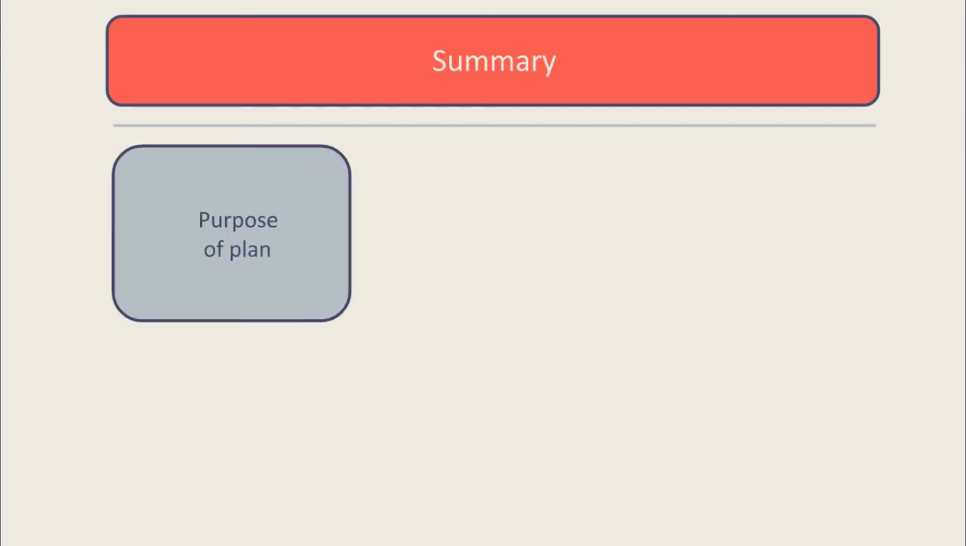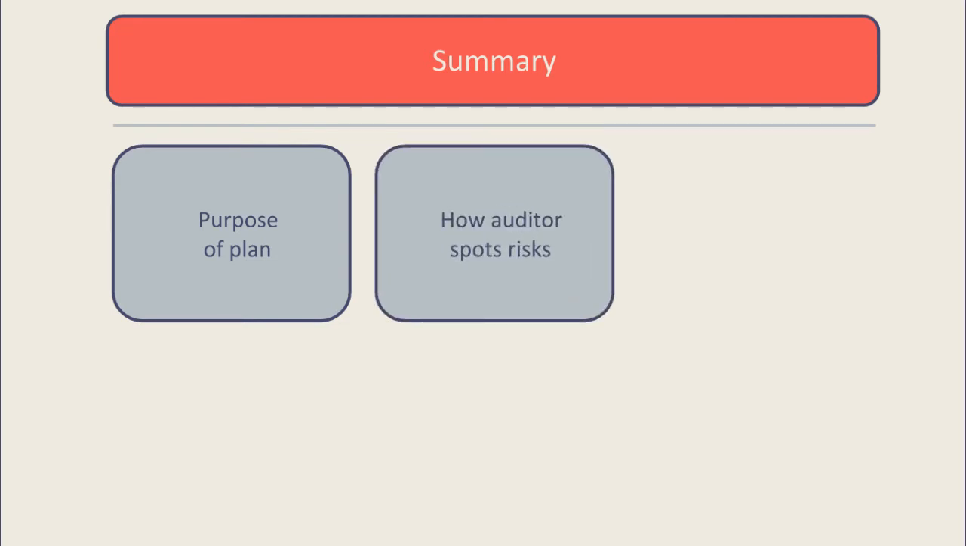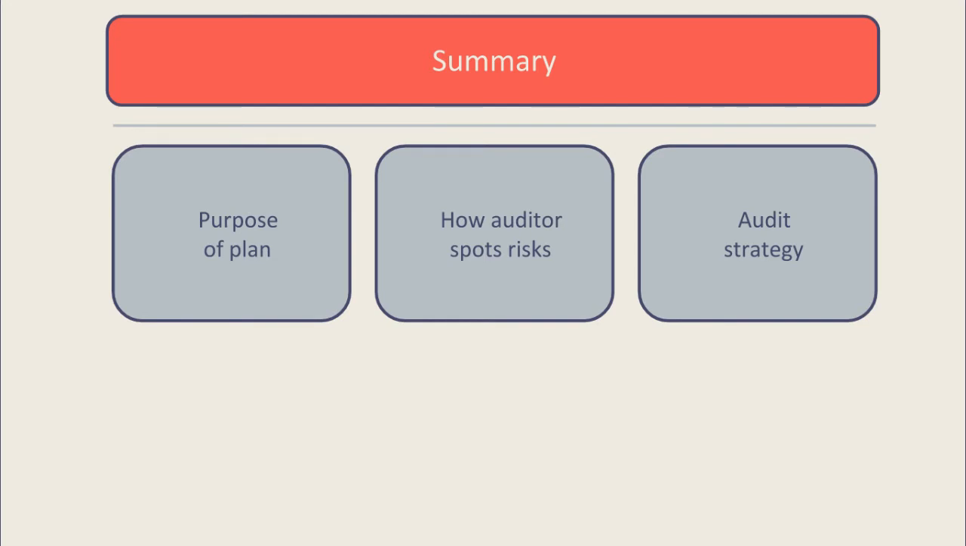To summarise, we have covered the purpose of the audit plan, some specific reasons, and that overall it is to ensure the audit is effective. That the auditor spots risks relating to the audit by performing analytical procedures and understanding the entity and its environment. They must then decide the audit strategy, where they consider the scope, timing, and direction the audit should take.